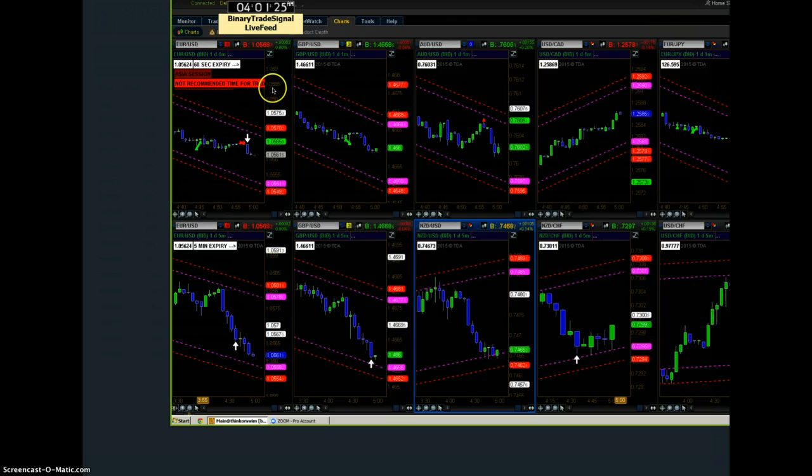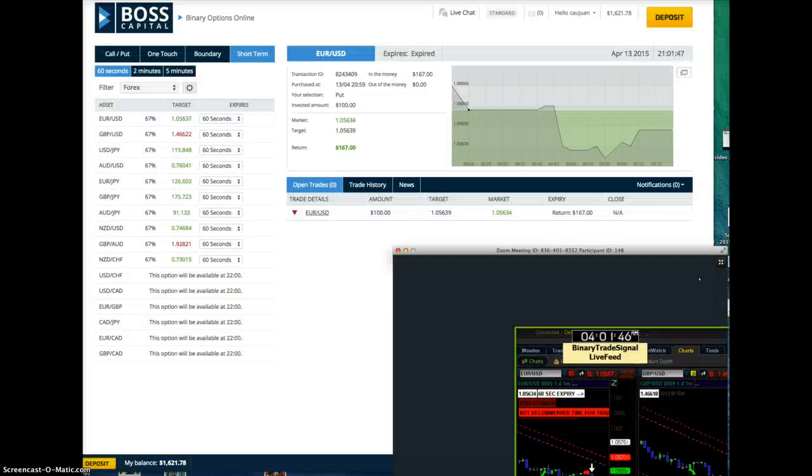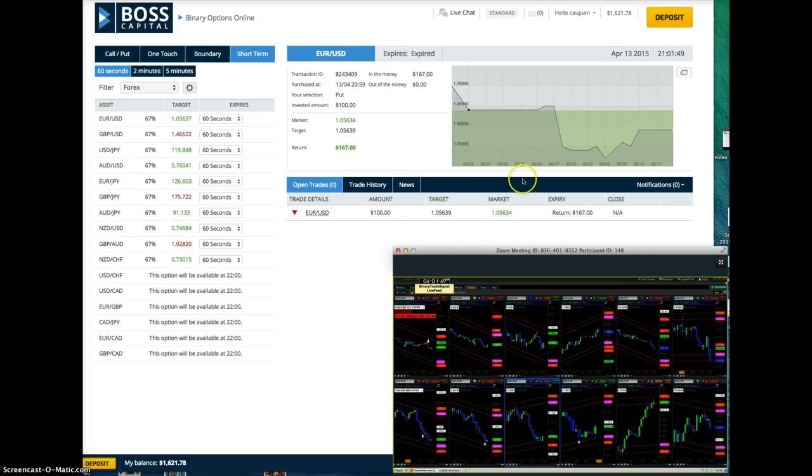So these are the areas you want to try and take your trades in, guys. Right here, right here, right here, right here. So you see, this would be a good trade. This would be a good trade if a signal came. This one definitely, USD JPY. So that's how you trade off of the 1 minute, 5 minute stream, guys.